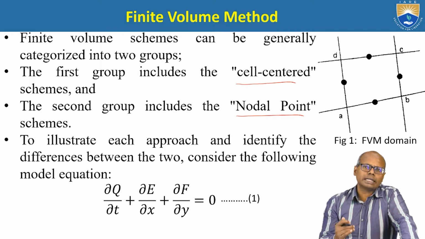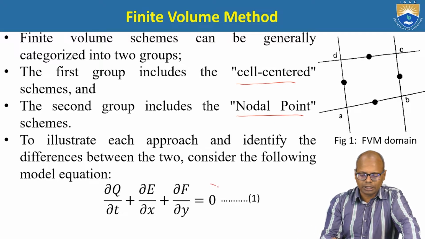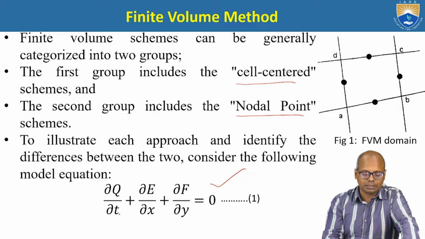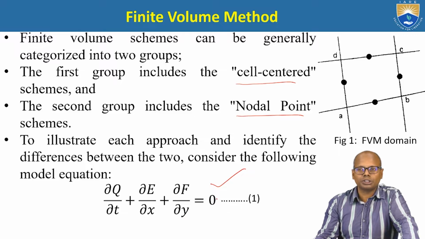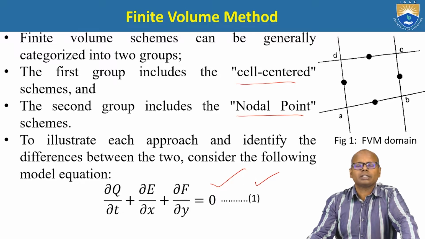For illustrating these two procedures, we are going to use one equation, the model equation. The equation is: dou phi by dou t plus dou E by dou x plus dou F by dou y is equal to 0. This is the generalized governing equation that we are assuming, and we will use it for illustrating the finite volume procedure.